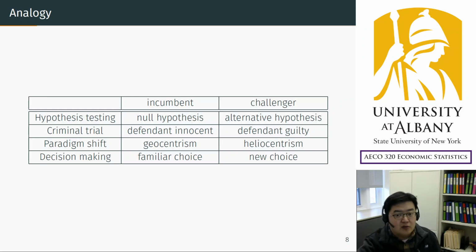So I want you to see the basic structure, and then we will develop statistical methods to formulate this idea statistically. Okay, we are going to use another example in the next video.